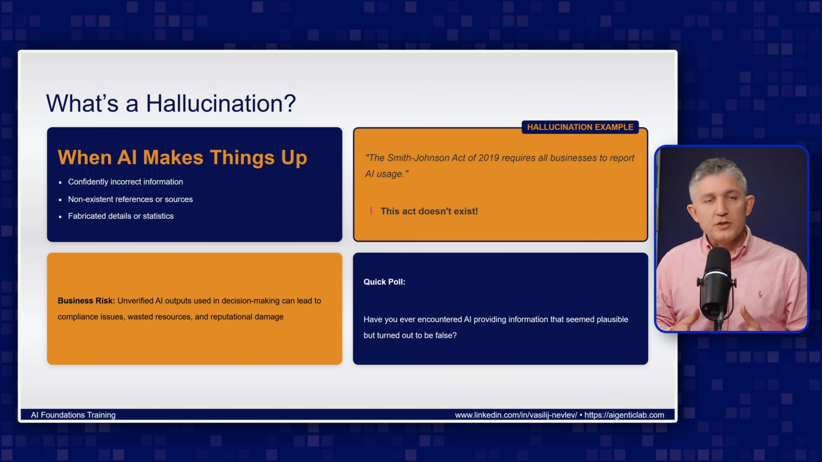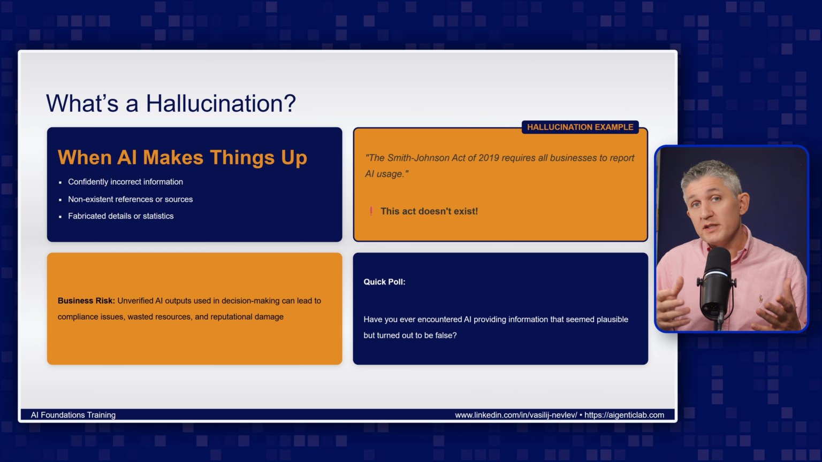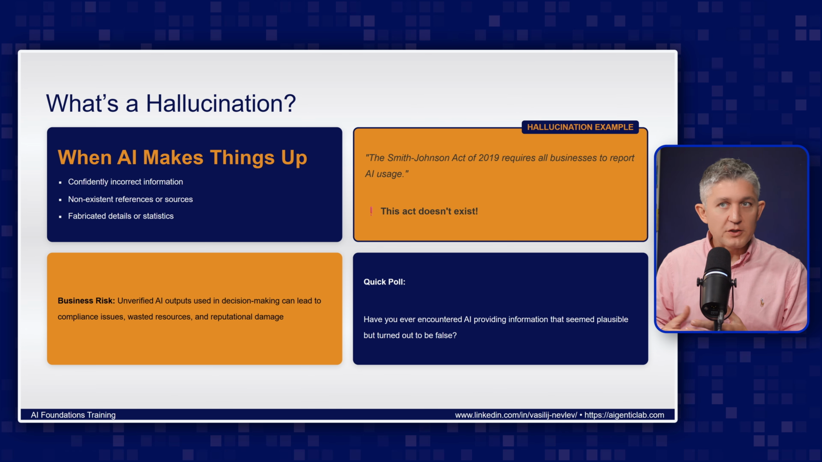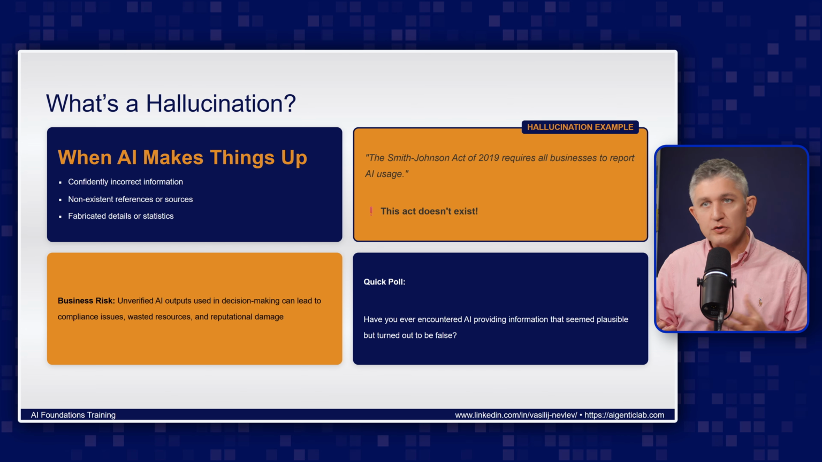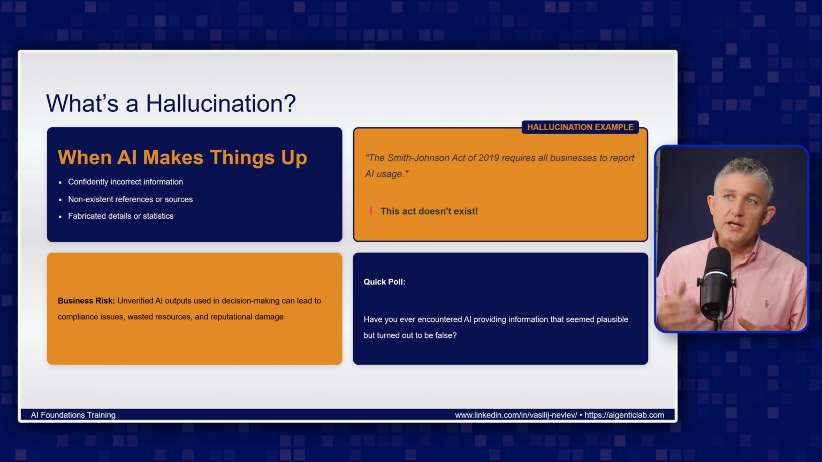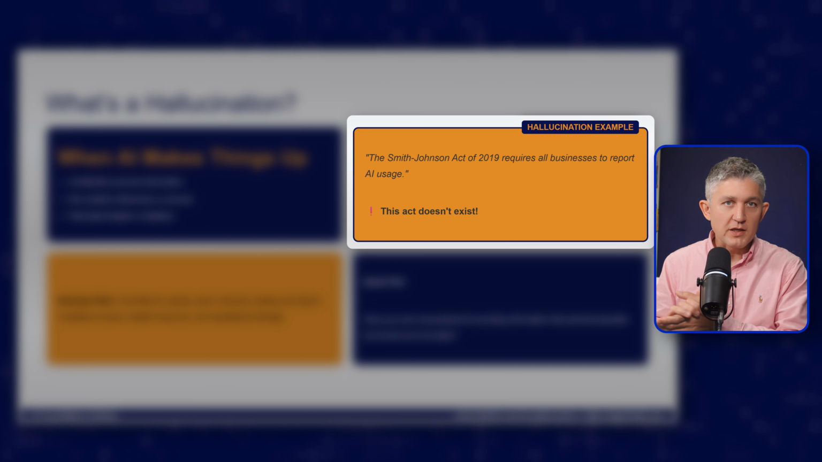One of the common challenges of using LLMs is hallucination, and that's because they simply make things up. They confidently provide incorrect information, non-existing references or sources. They often completely fabricate details and statistics. Here's one example: "The Smith-Johnson Act of 2019 requires all businesses to report AI usage." While that sounds perfectly confident and accurate, it's nevertheless completely false.